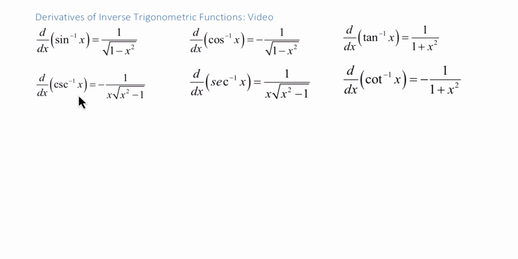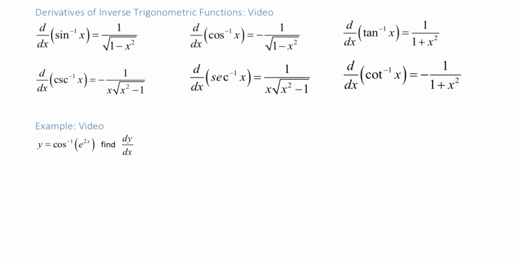Same thing with the inverse cosecant and inverse secant. The only difference is inverse cosecant has a negative out front. And similarly, inverse tangent and inverse cotangent, again, one of these, inverse cotangent, has a negative out front. They're very easy to confuse, so be careful when using them.